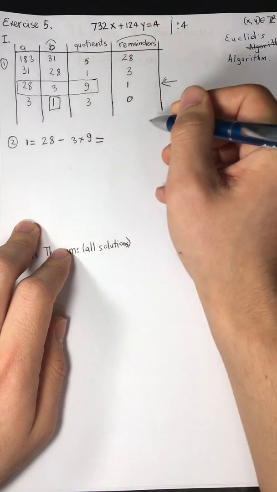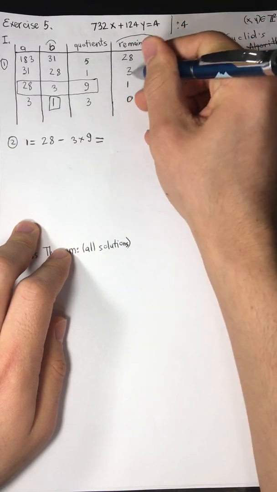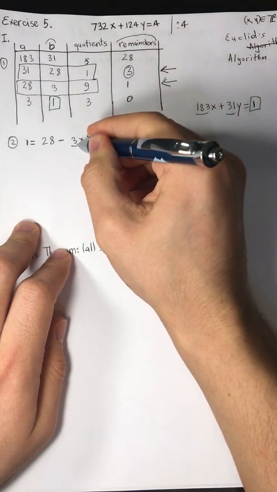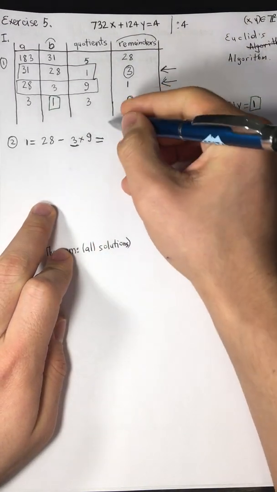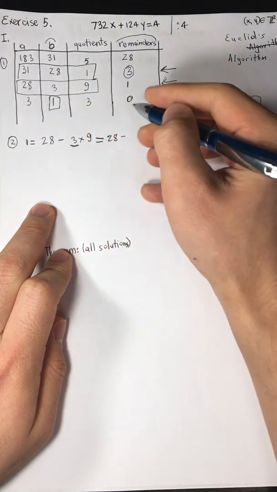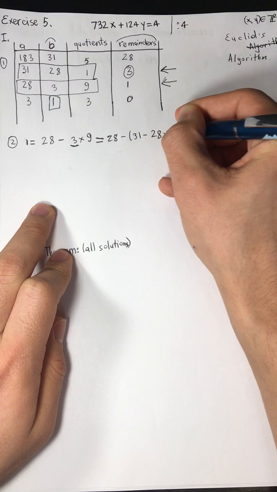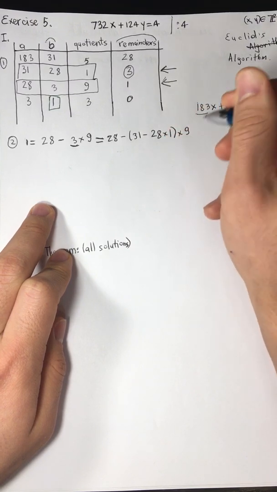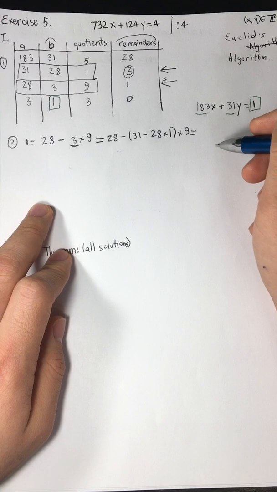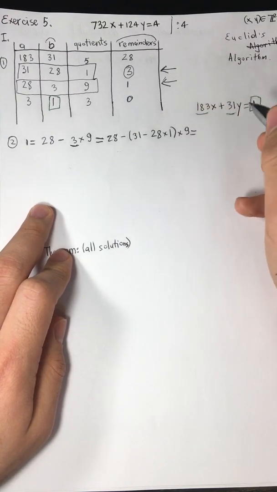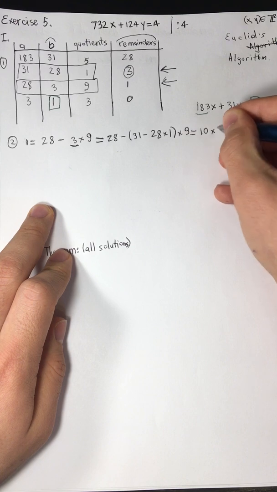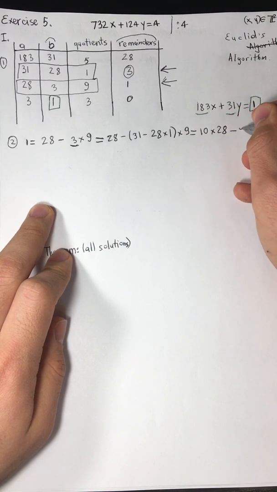And here I continue. Now I come here, go up, and it's 3. So I express this 3 using these 3 numbers. So I have 3 here. And now I continue. 28 minus, instead of 3, what can I write? 31 minus 28 times 1. Yes, 31 minus 28 times 1. This part is important. This is how you should be doing it. It's what they want from you. If you solve this equation in another way, they won't give you full score. You must do it in this way. So now I simplify a little bit. If I focus here, 28 times 9, minus will be plus, so it will be 10 times 28 minus 9 times 31.